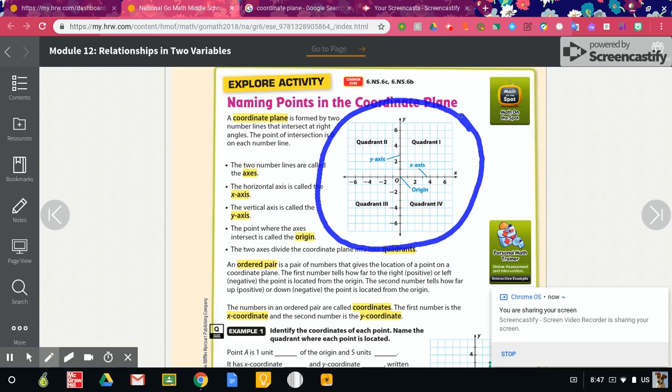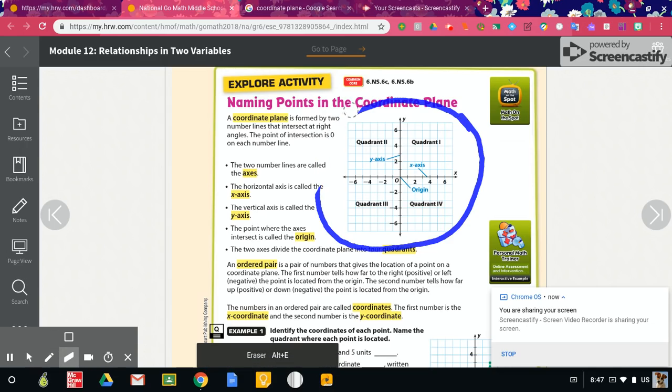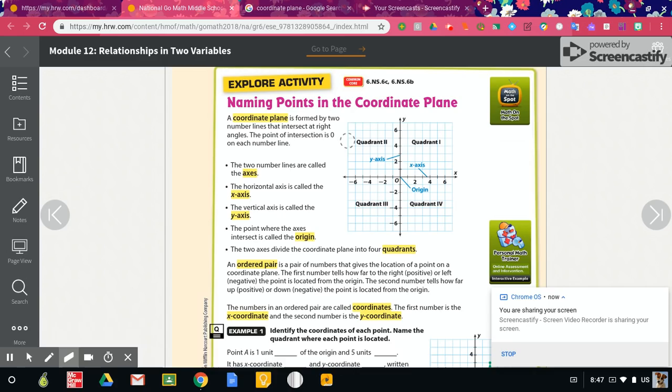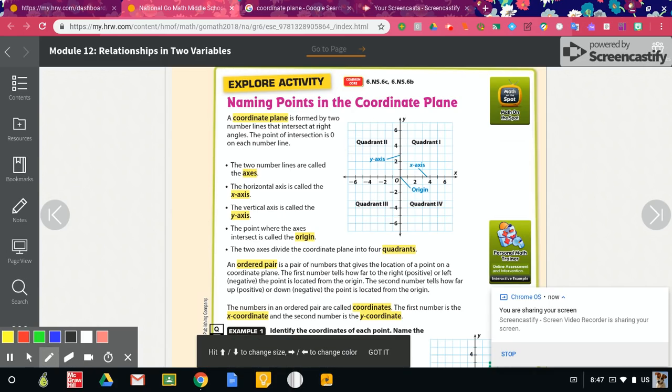So a coordinate plane is formed by two number lines that intersect at right angles. And you've seen this before, the blue thing that I just had circled. I'm sure you've seen a graph before. You've probably never thought of it as two number lines. But if you look at it, that's really what it is. It's a number line that goes this way and a number line that goes up and down.